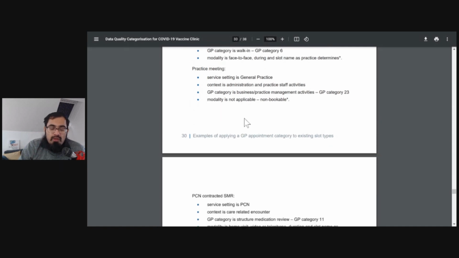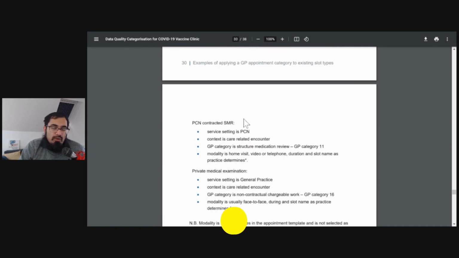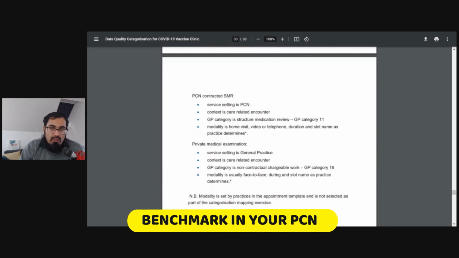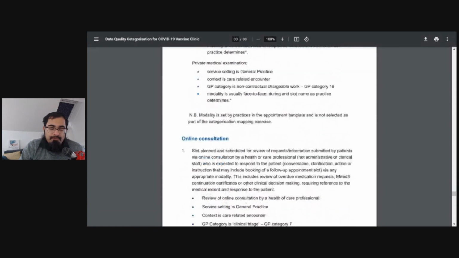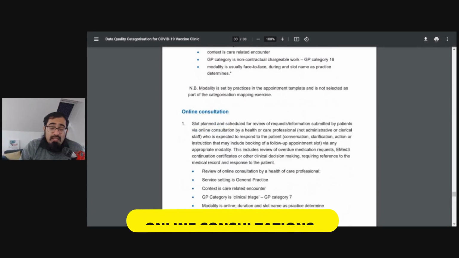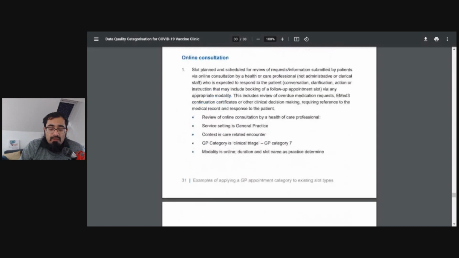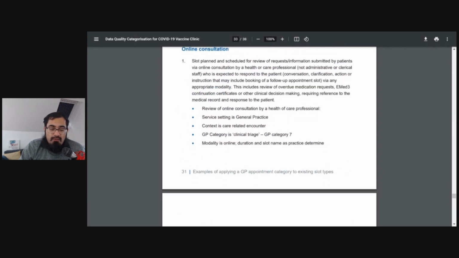But work through this with your practice. It may even be that you want to work through this with your network to get some benchmarking and that kind of stuff from other practices to see what people think. It does have a dedicated section to look at online consultations, so the slot plans that you have, and it gives you a good idea of what kind of consultation you have.